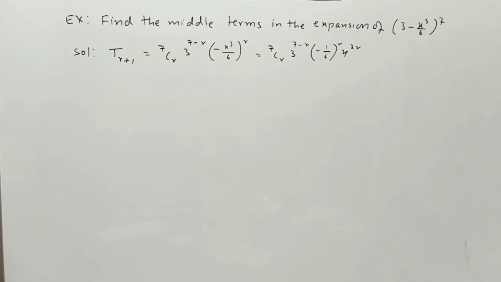Since index is 7, therefore number of terms in the expansion are 8. So we are going to have 2 terms in the middle. They are (n plus 1) by 2th and (n plus 1) by 2 plus 1th terms. That is 4th and 5th terms.